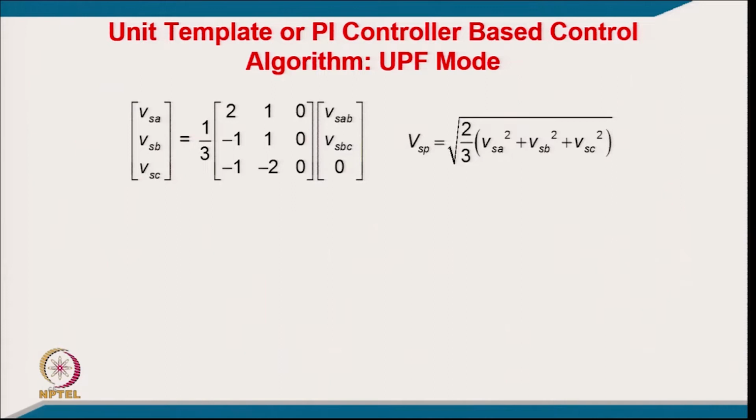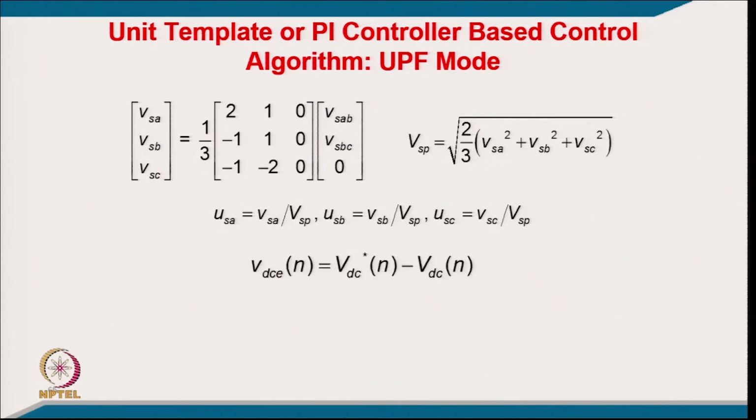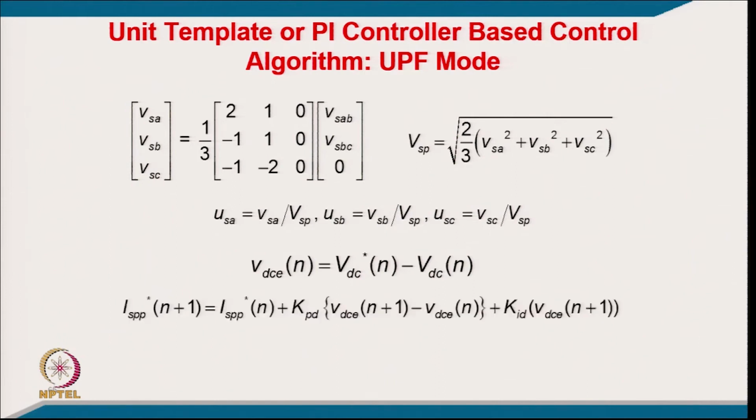So, we sense the 2 line voltages which I was mentioning, and from this matrix we calculate the 3-phase voltages, and from the 3-phase voltages we calculate their amplitude. Then from this we calculate the template, the instantaneous voltage of each phase divided by this amplitude, and then we have the DC link voltage error, and then a PI controller on the DC link. The output of this PI controller we consider the amplitude of the supply current, which we multiply with the template, and we get the 3-phase grid reference current.